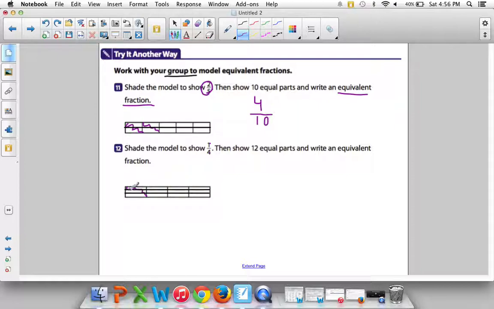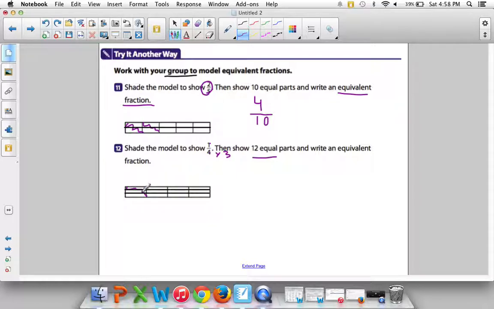Who knew that splitting it into 3 groups would give us the 12 that we were looking for? I knew it. Want to know how I knew it? Because 4 times 3 equals 12. So I knew that if I made it 3 different sections, then I would get to 12. And now that there are 12 pieces, we've got to know how many are shaded.